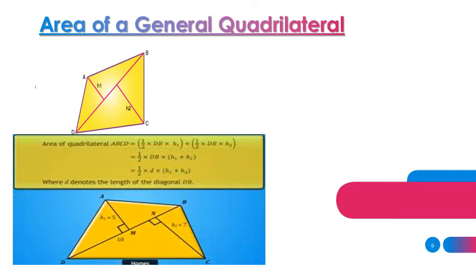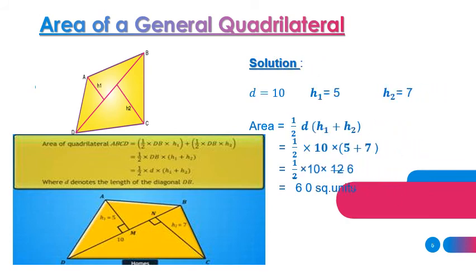Now, to get the area of the quadrilateral ABCD, there are two triangles. We need to get the area of both the triangles and add them. So the area of the first triangle is half into DB into H1 plus the area of the second triangle, that is half into DB into H2. That's equal to half into DB, taken common, into (H1 plus H2). Here, as you see, DB is the diagonal, so we can replace DB with the letter D. So the final formula for the area of a quadrilateral equals half into D into (H1 plus H2).